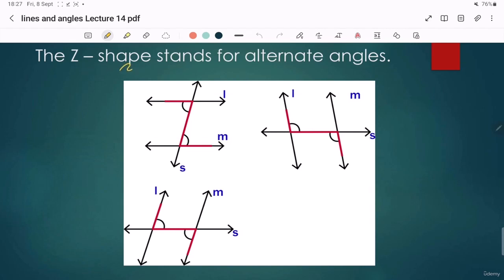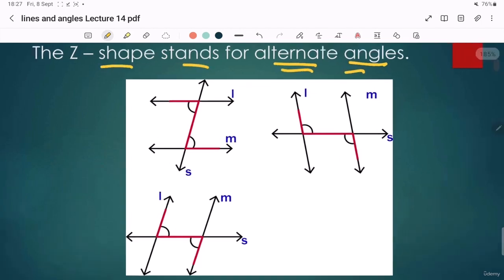Today we will see how to identify alternate angles. We will see a shortcut method to find alternate angles. Alternate interior angles form a Z shape.